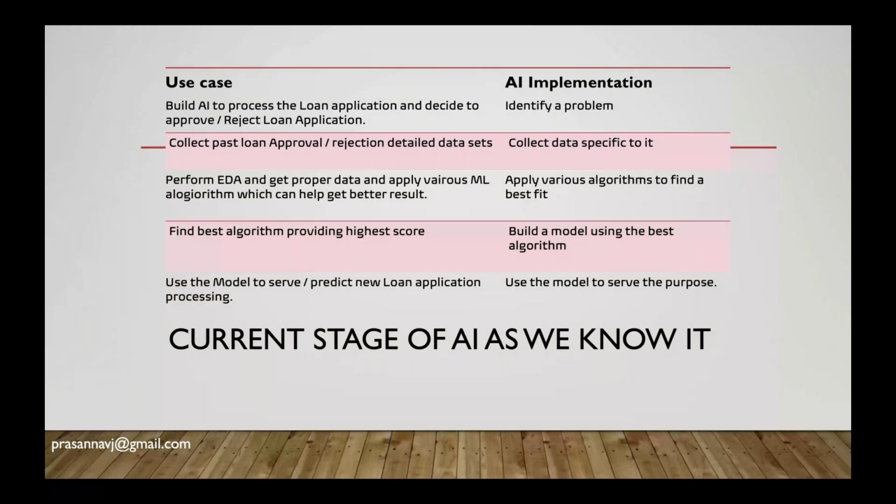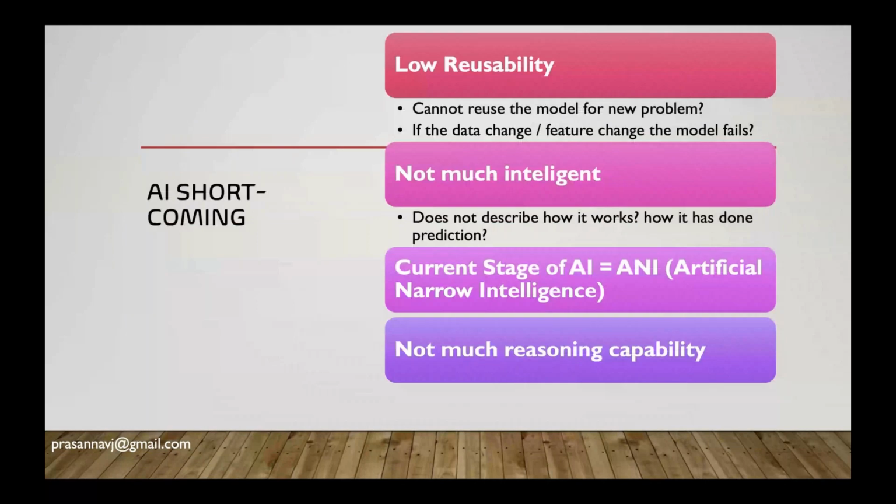But in the current machine learning approach, each and every problem is considered a new one, and each and every problem is addressed in a very unique way. So that is a very basic problem with the current approach. Let's look at some of the shortcomings. The low reusability: we cannot reuse this model. Let's say you created this model, fantastic. Can I take the same model and put it into a different bank?